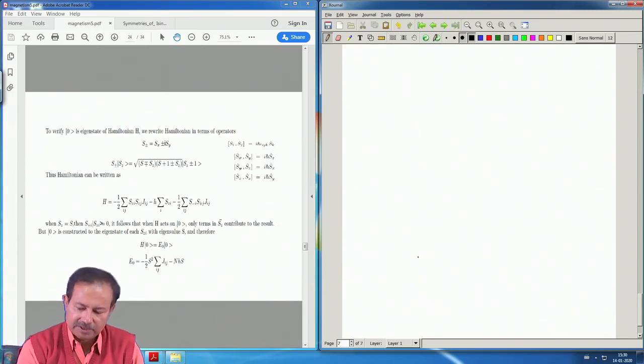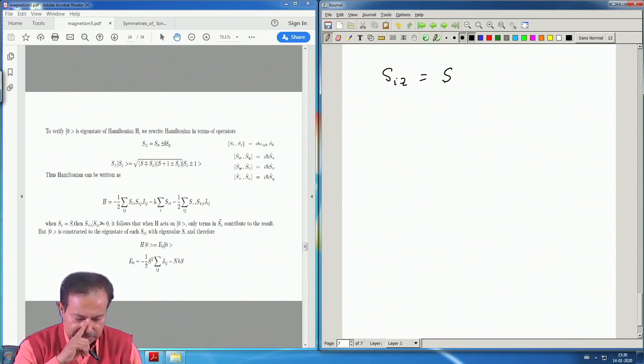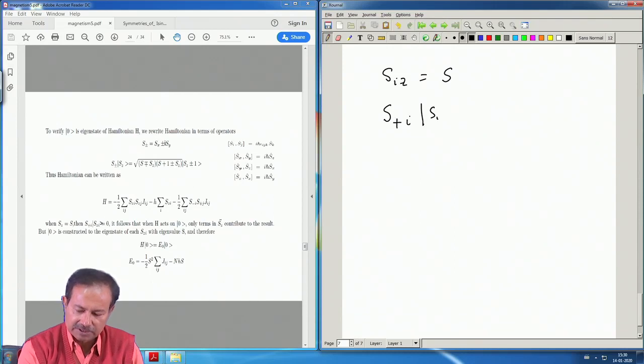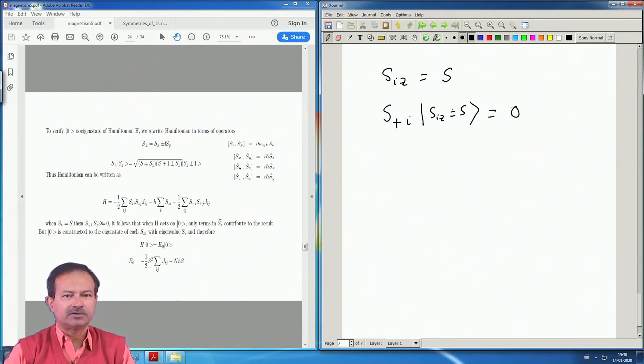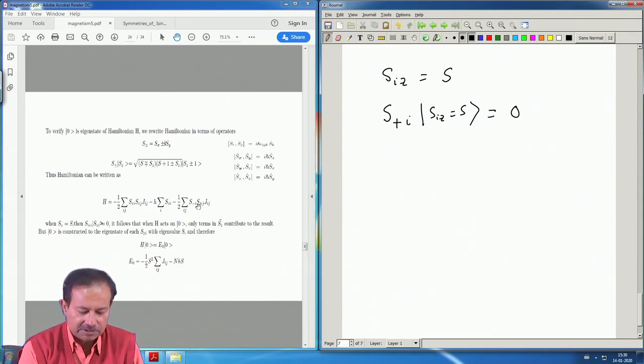Okay. Now, let us go to the next step. Suppose at a site i, S^z is equal to S. Then in that case, if I apply S_i^+ on that S_i^z equal to S, I will get 0, because this is the maximum value of S already attained by this z component. If I want to raise it further, I will not be able to do it. So, I will get a 0. That is the reason I have taken S plus on the right hand side.